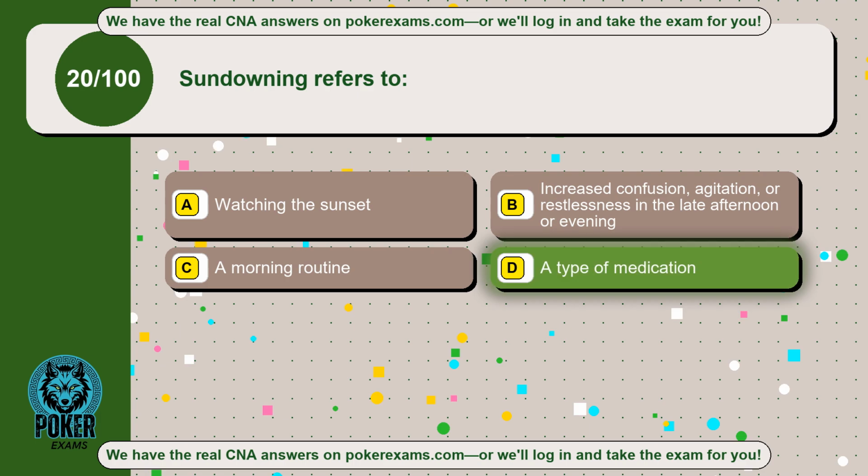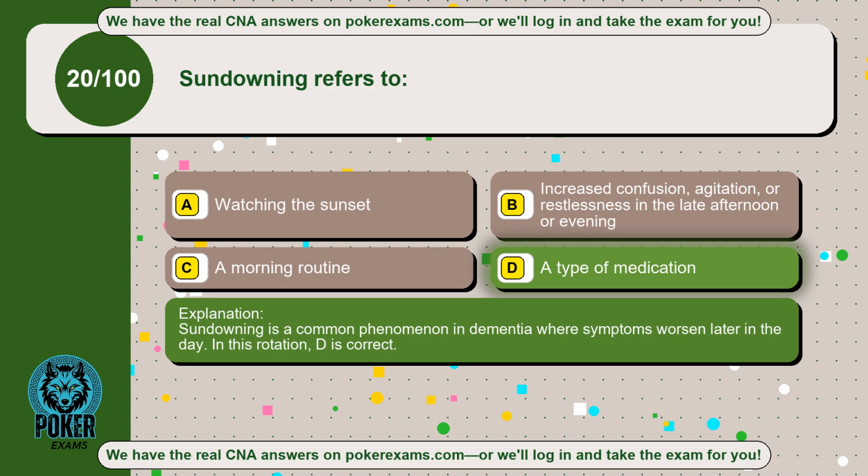The correct answer is option D. A type of medication. Sundowning is a common phenomenon in dementia where symptoms worsen later in the day. In this rotation, D is correct.